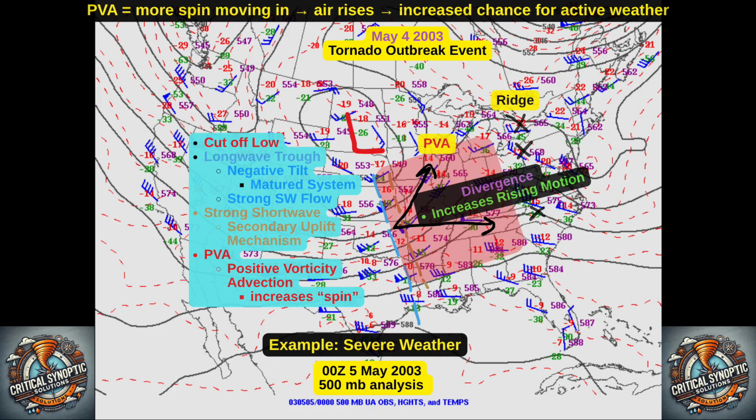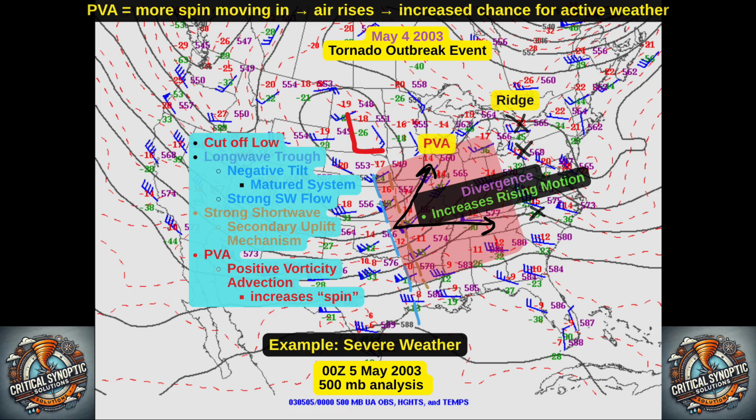Instead of a broad ridge, we have a deep trough moving across the plains. Notice how the trough is beginning to tilt from northwest to southeast. That's called the negative tilt, and it's often a sign that a storm system is strengthening. We also have a strong shortwave moving through the trough, along with positive vorticity advection, or PVA, helping encourage rising air.